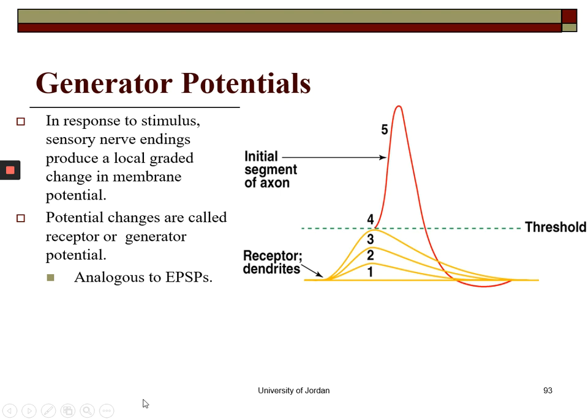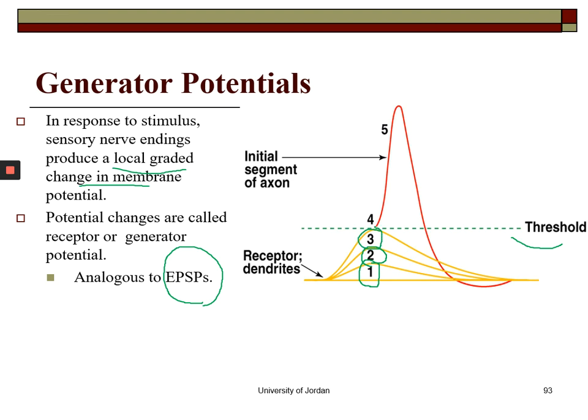So this is the generator potential or receptor potential. In response to a stimulus, sensory nerve endings produce a local graded potential. Local graded potentials can be summated. These potential changes are called receptor potential or generator potential. It's analogous to EPSPs, exactly like the EPSPs. On this paradigm, the stimulus in case one is weak. It's not reaching the threshold. It's not going to cause any action potential. You're not going to feel it. Stimulus number 2 also, you are not going to feel it because it does not reach the threshold. What's the threshold?